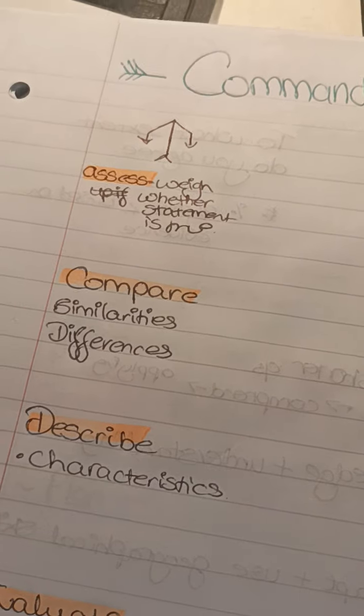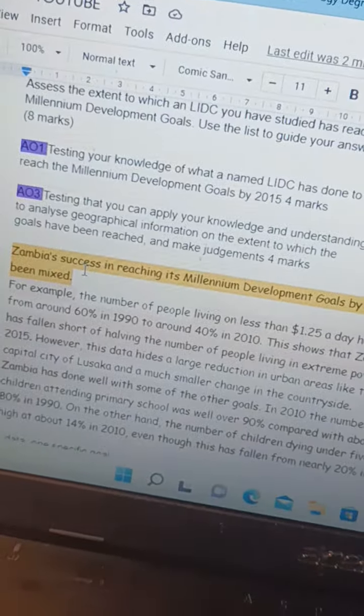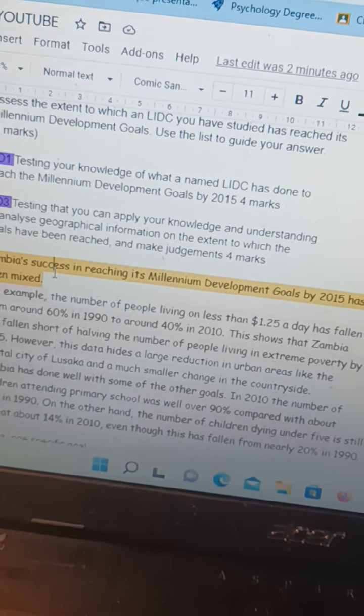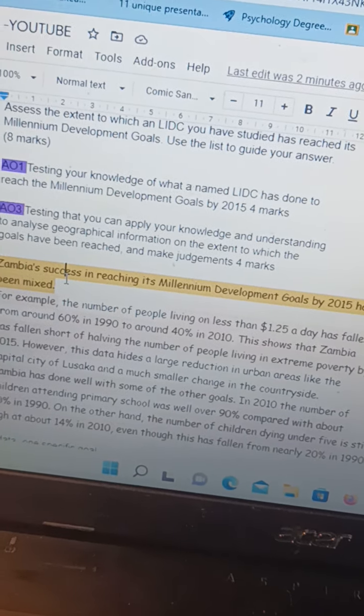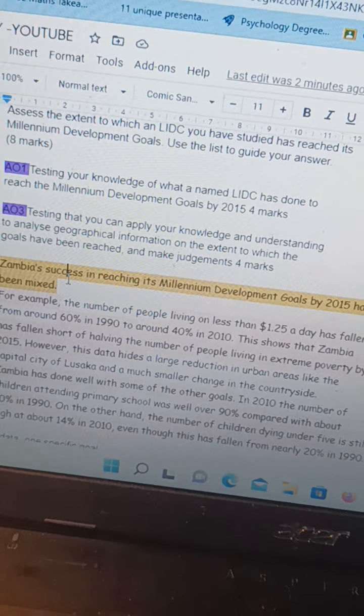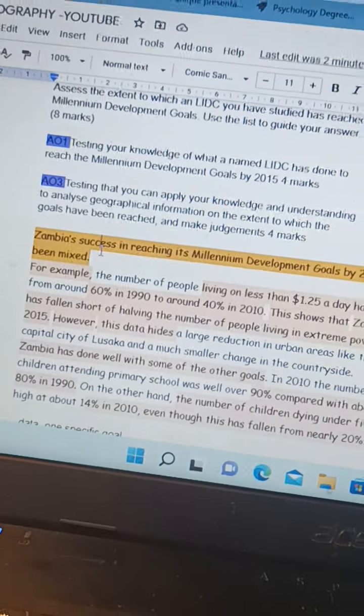Anyways, let's begin with the test, weighing up whether a statement is true. Here's the statement. Assess the extent to which an LIDC you have studied has reached its Millennium Development Goals. Use a list to guide your answer.